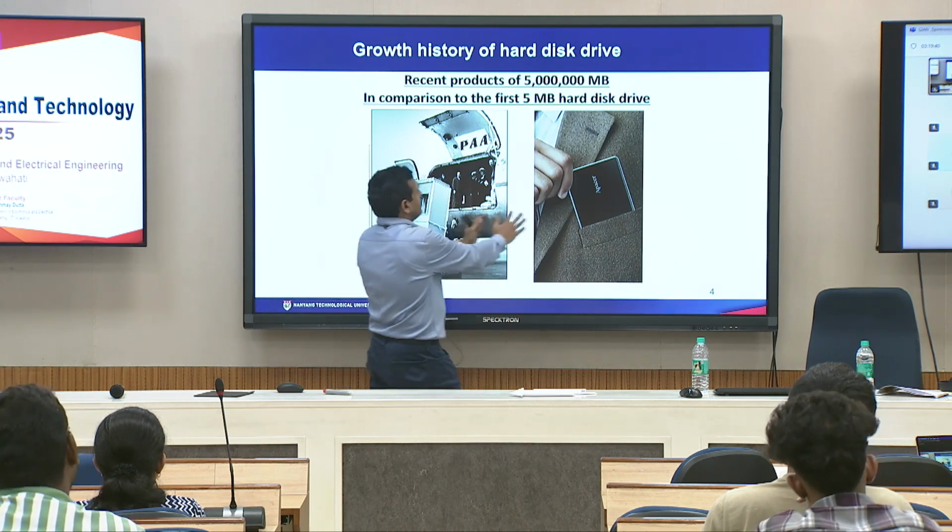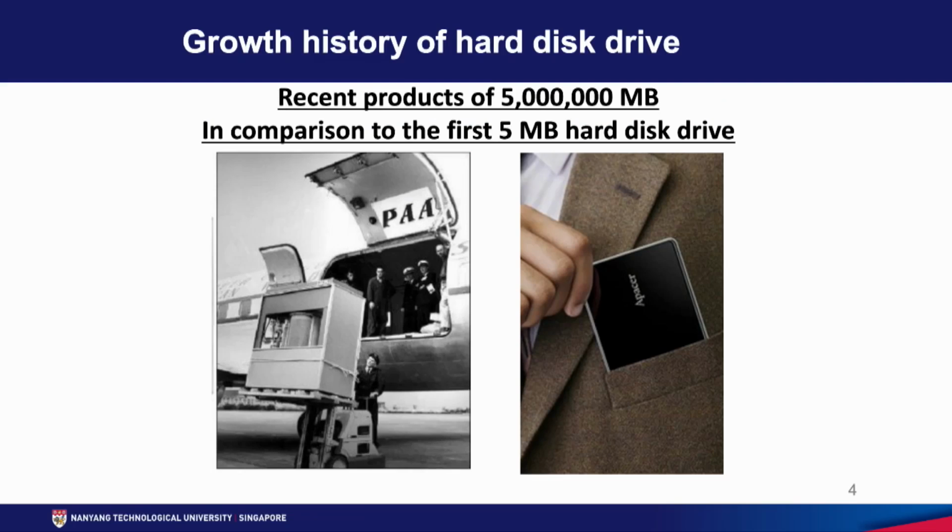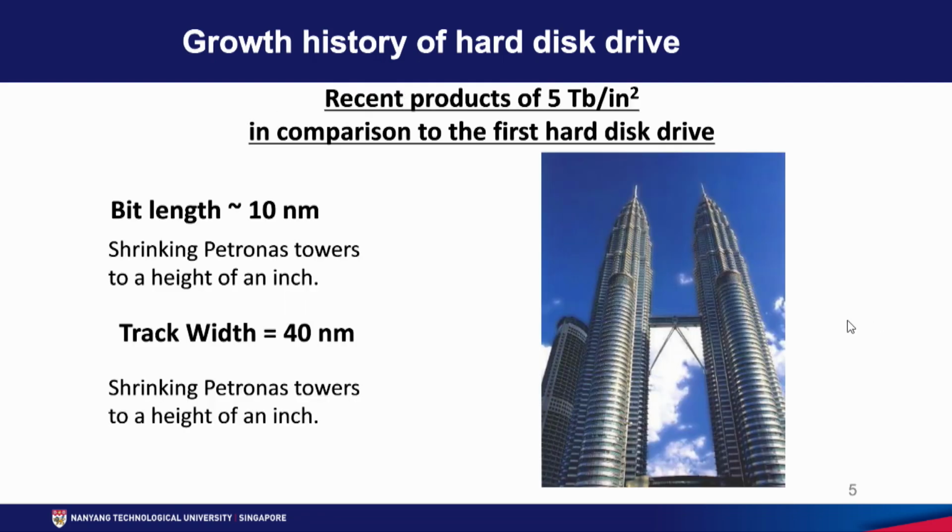So, from this size we have come to this size, and from 5 megabytes we have come to a capacity of 5 terabytes, which is 1 million times larger. So, this is the growth that has happened in the hard disk drive. I always tell how much we have miniaturized everything by using this example. I created this example in the 2000s, but at that time this was the tallest building in the world. This is called Petronas Tower in Malaysia.